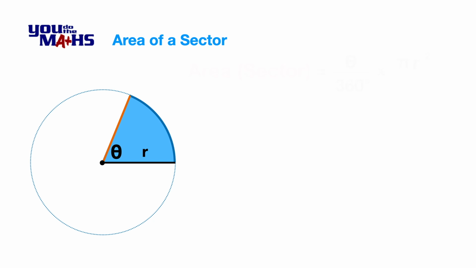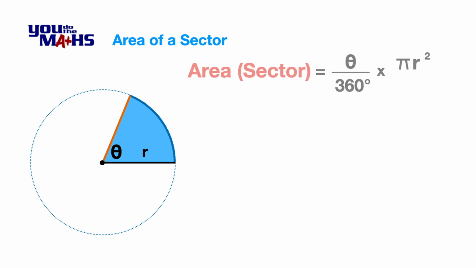So we know that that's some fraction of the circle, and there are 360 degrees in a circle, and the area of a circle formula is pi r squared, where r is the radius. So that angle over 360 represents the fraction of the circle that that sector occupies, and we multiply that by pi r squared.